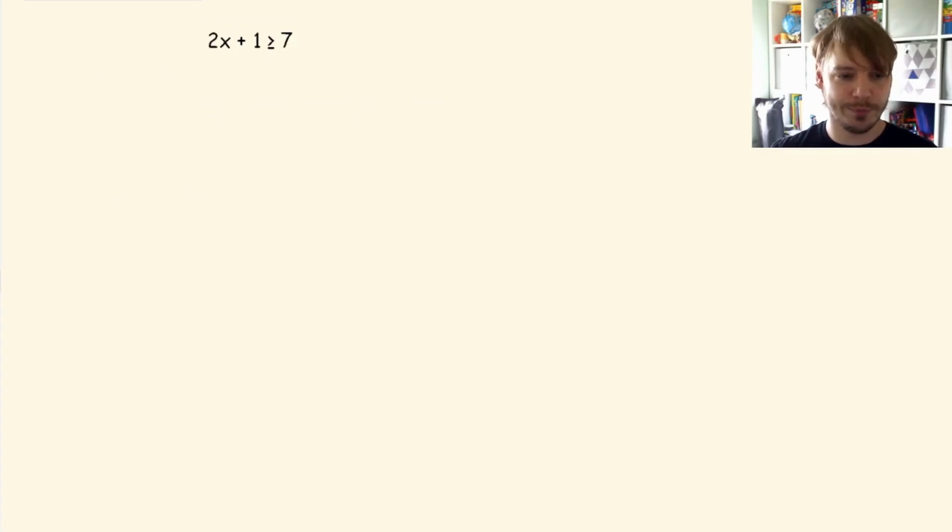And I've got 3 examples to work through, getting kind of gradually harder. And what I want you to notice is that actually this looks incredibly similar to that first equation that we solved. It says 2x plus 1, and then really the only difference is I've got an inequality symbol here instead of just the equal sign. And actually that means I can tackle this in exactly the same way.